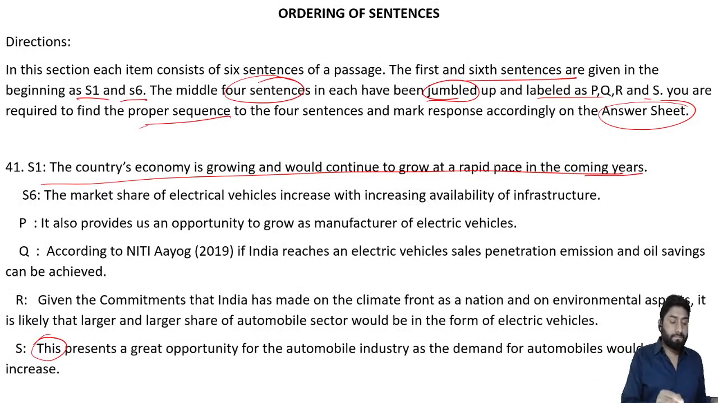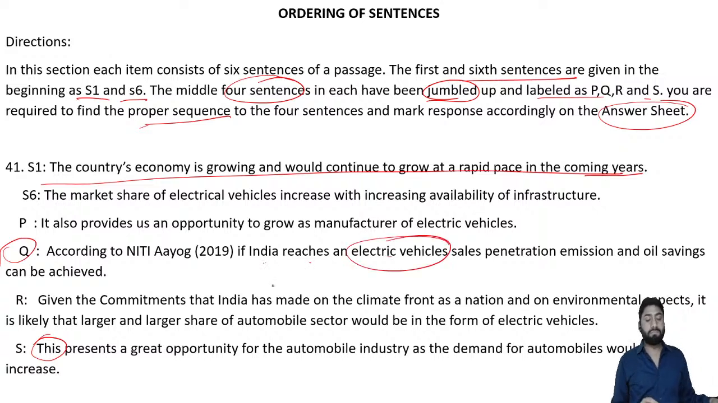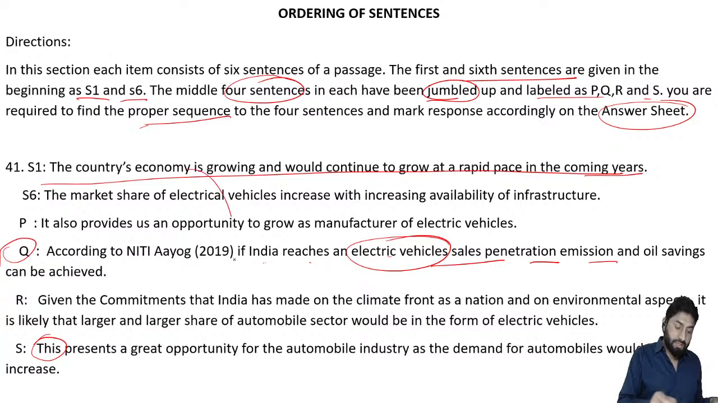Because many times you might think, no sir, this Q might come immediately after this. The country's economy is growing and would continue to grow at a rapid pace in coming years. According to Niti Aayog, if India reaches an electric vehicle sales penetration, emission and oil savings can be achieved. See, it's out of sync immediately after this. After S1, which one is most likely linked?